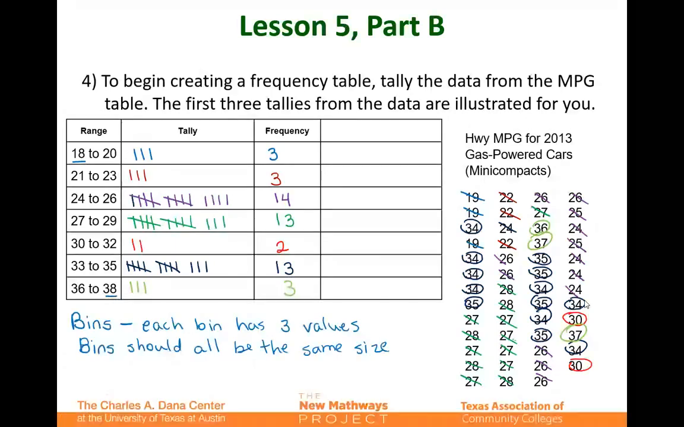Looking at a frequency, you can tell that for these gas-powered mini compacts, it looks like we have a big peak right here. A big chunk of the cars are in that 24 to 29. But we have another peak up here around 33 to 35. Mini compacts that get 23 or less are pretty scarce, and mini compacts that get 36 or more also seem to be scarce.